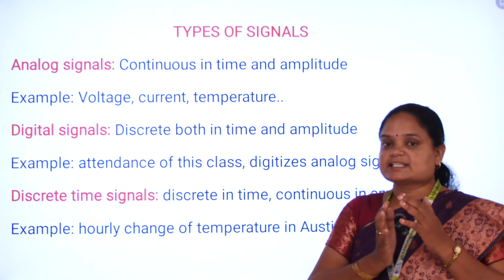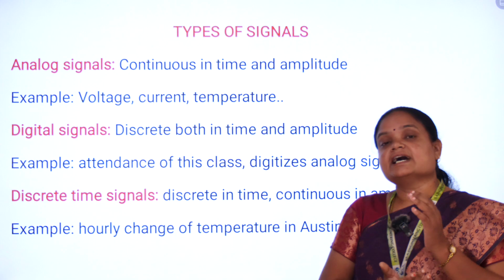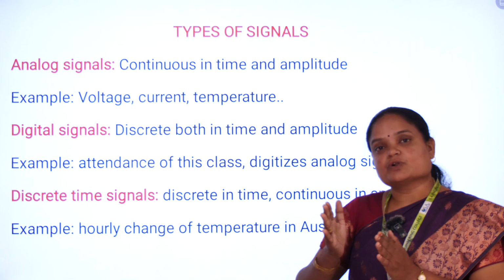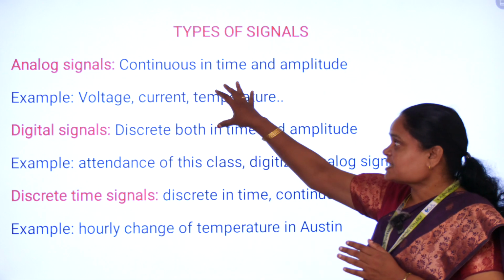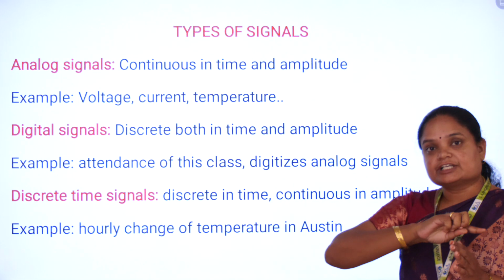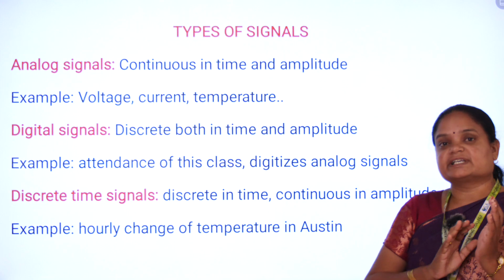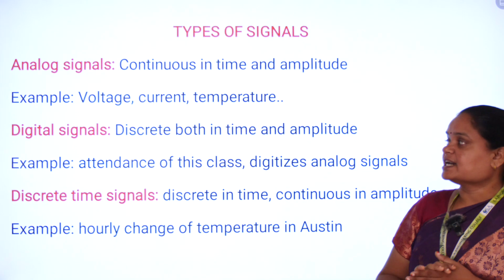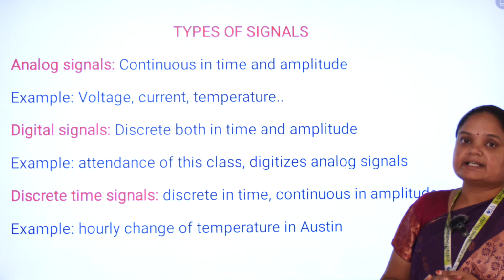I already told that there is an analog signal, which is a natural signal, and then the analog signal is converted to a discrete time signal, and then there is one more signal called digital signals. So what is an analog signal? Analog signal is continuous in time and amplitude. Both time and amplitude parameters are continuous in nature. Examples for analog signals are voltage, current, temperature.